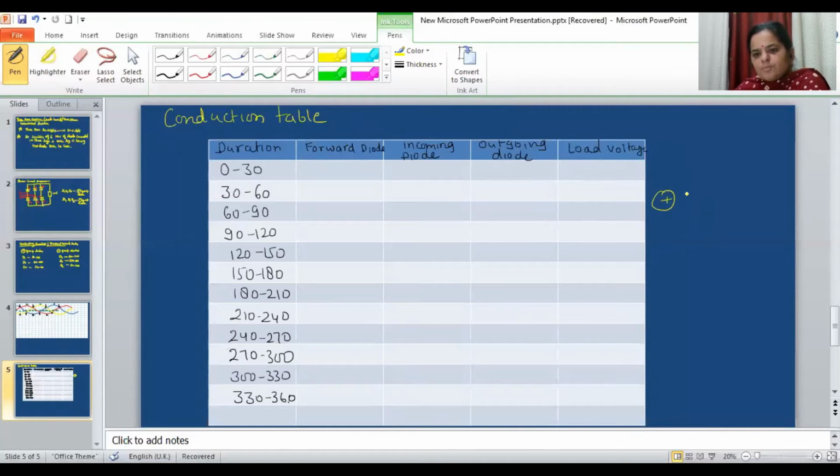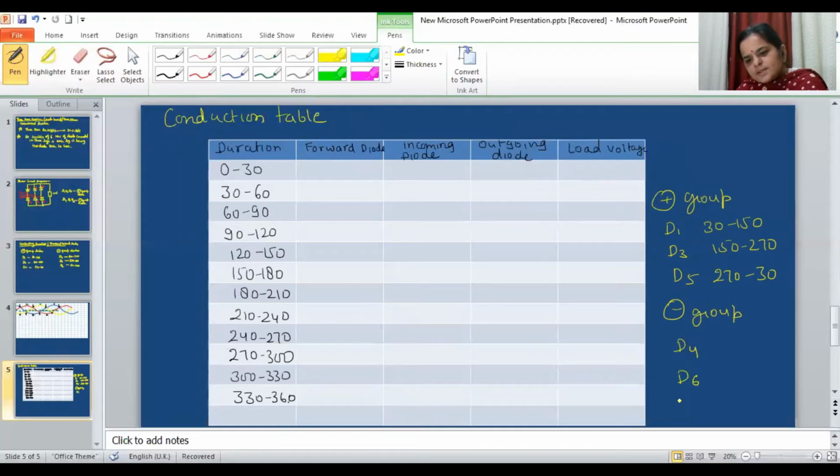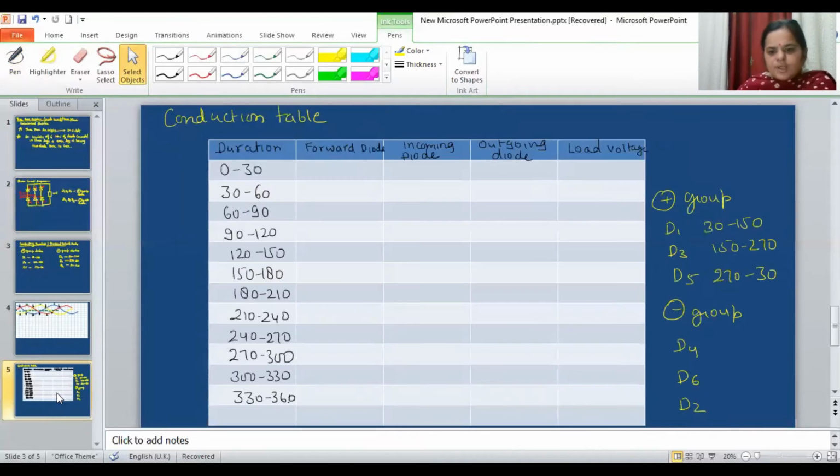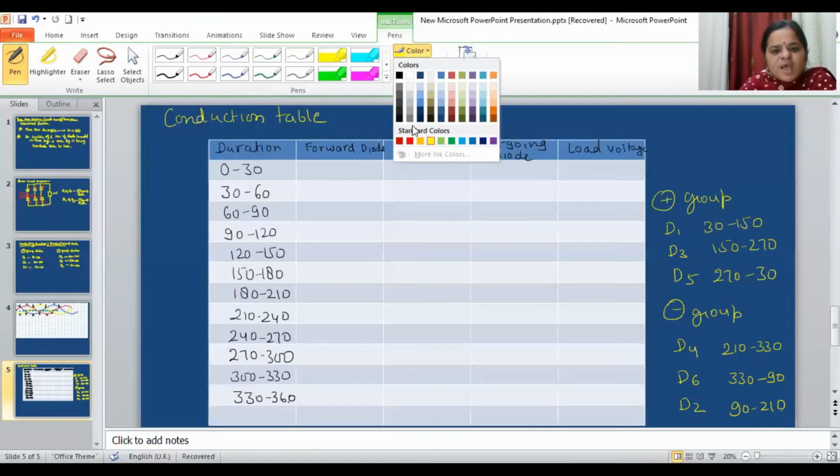In the positive group, D1, D3, D5: this is 30 to 150, this is 150 to 270, and this is 270 to 30. And in the negative group, D4, D6, D2: D4 was conducting from 210 to 330, so here you can write 210 to 330. This is 330 to 90, and this is 90 to 210. Now based on these durations, we will write the conducting or forward biased diodes.